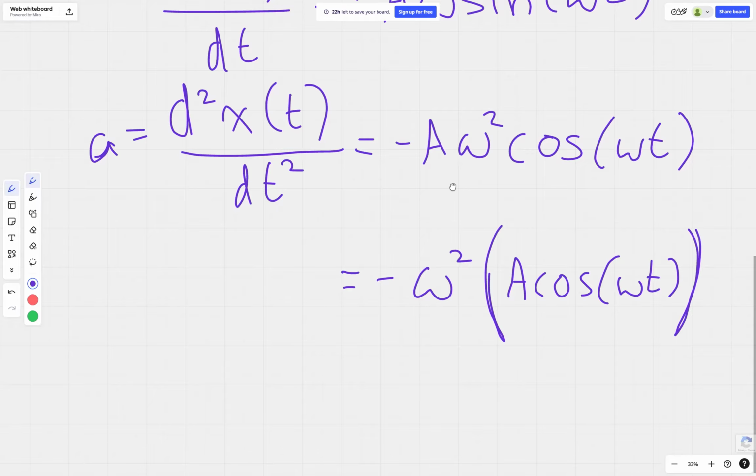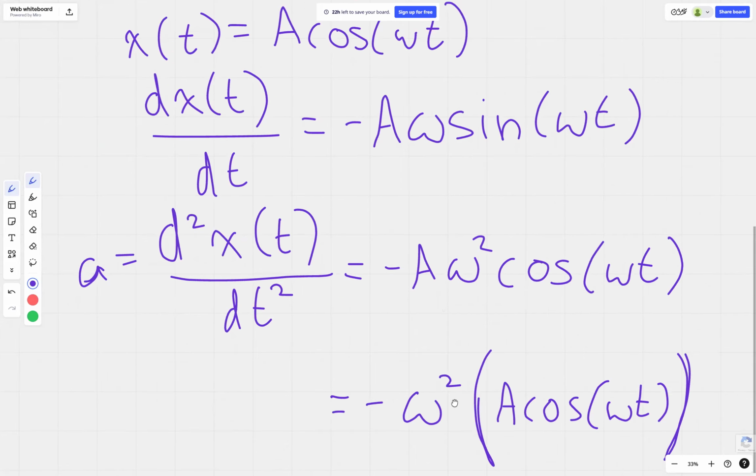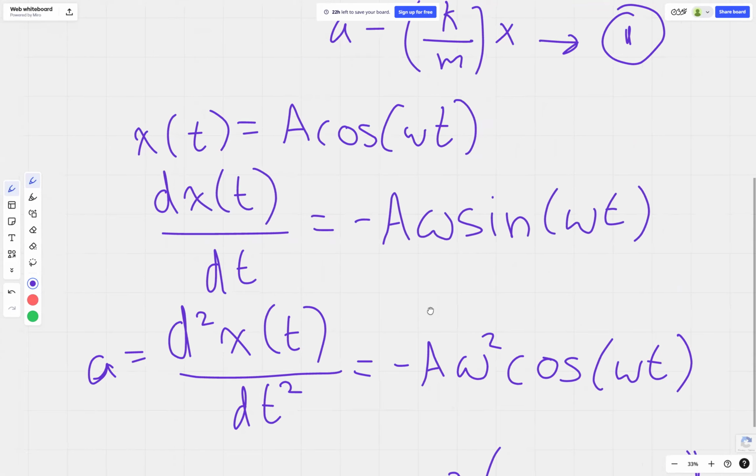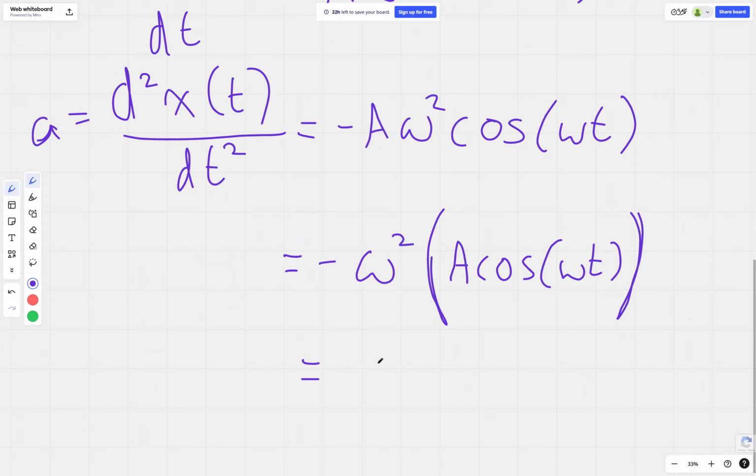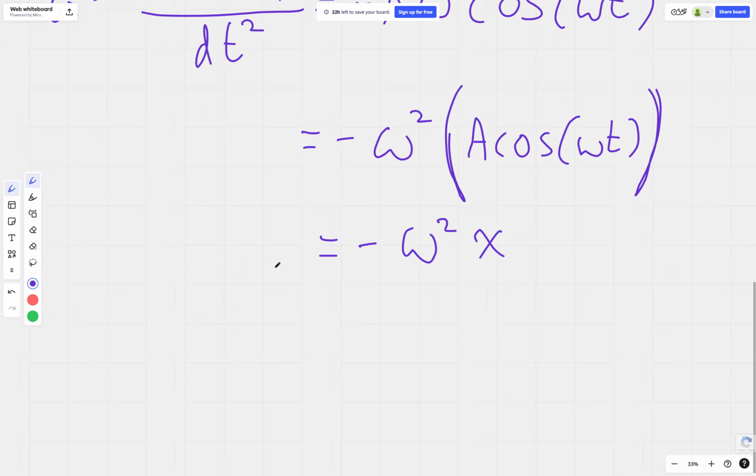So now if you look back at the equation we had for x of t, we know that we can substitute that over here to get that a is equal to minus omega squared x. Okay, and we can say this is our equation 2.